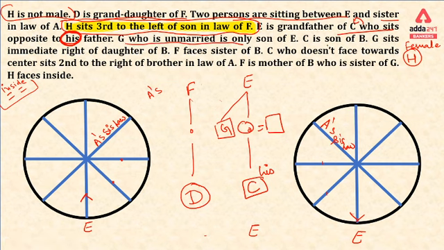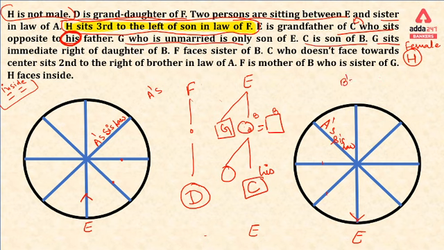Coming on to the next line, C is the son of B. We can arrange B here. We are not confirmed here. Coming on to the next line, G sits immediate right of B's daughter. That means B also has a daughter.